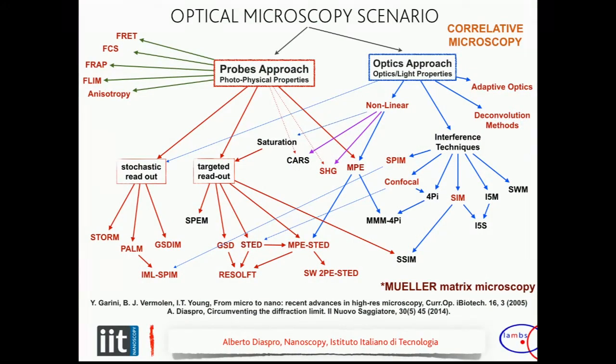And now let me go into the optical microscopy scenario for the topic of today, that is fluorescence. Within this rather complex scenario, you have two main categories, and today we are mainly interested in the one related to the probes approach. I hope to convince you that when we use this term, super resolution in microscopy, we are mainly focused on preparation of the sample, on the probes and their properties, more than on the optics needed for producing super-resolved images. So we will try to move in this domain.